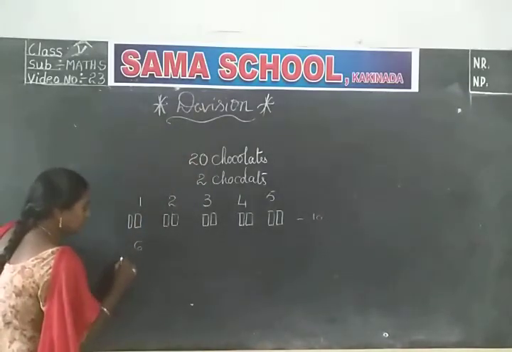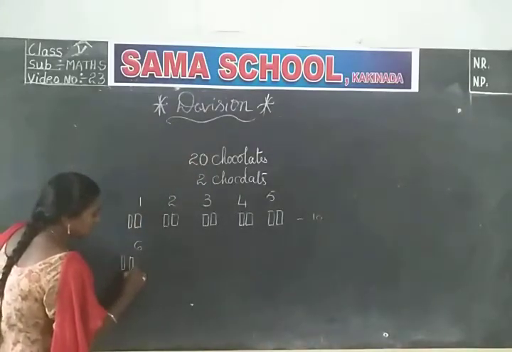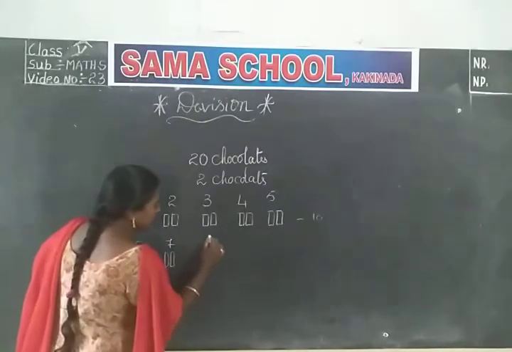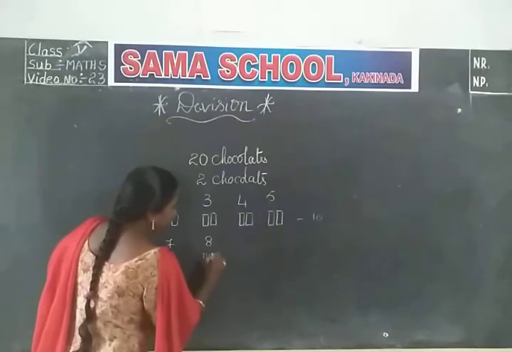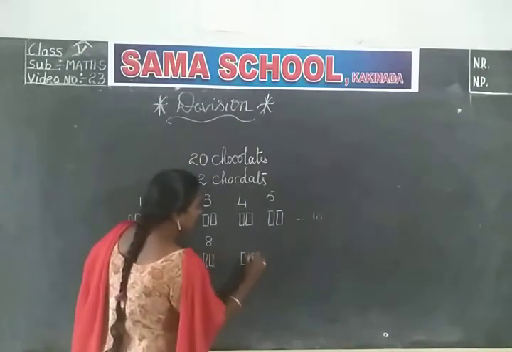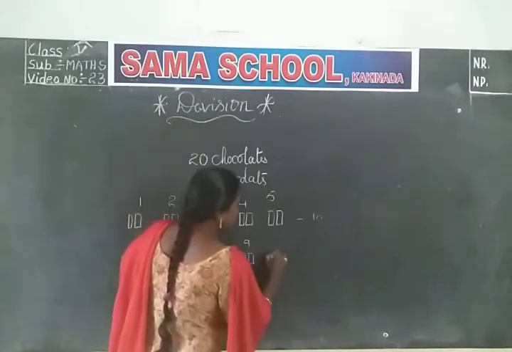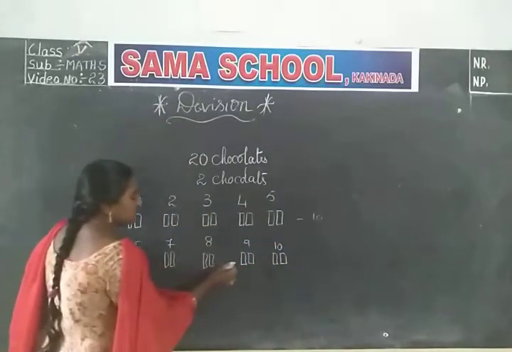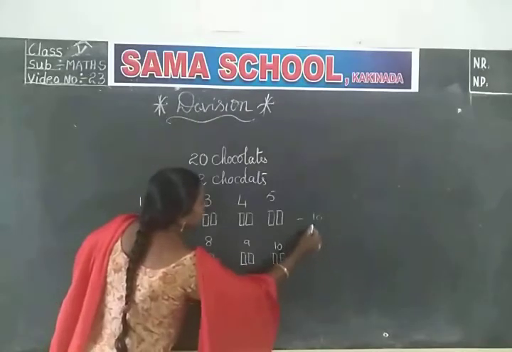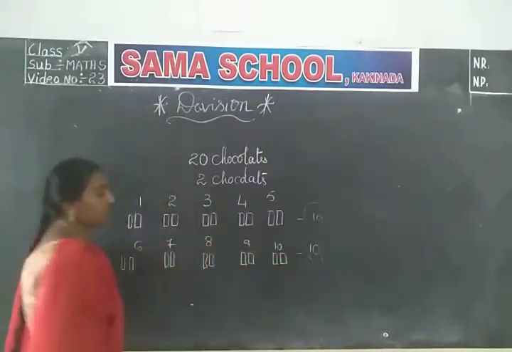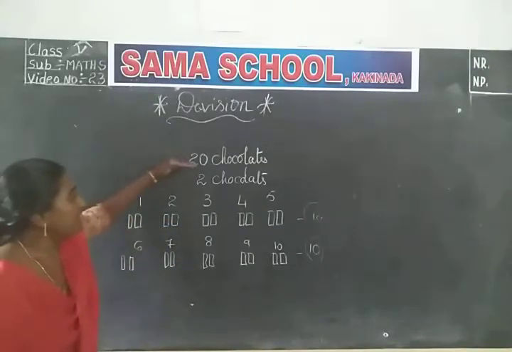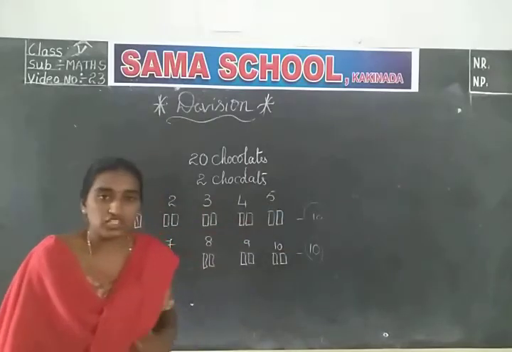Again, you will give 2 chocolates to the 6th student. 7th student, 2 chocolates. 8th student, 2 chocolates. 9th student, 2 chocolates. And 10th student, 2 chocolates. 1, 2, 3, 4, 5, 6, 7, 8, 9, 10. So first you have given 10 chocolates, next you have given 10 chocolates. So already 20 chocolates are over. So until you finish the 20 chocolates, for how many students have you distributed the chocolates?